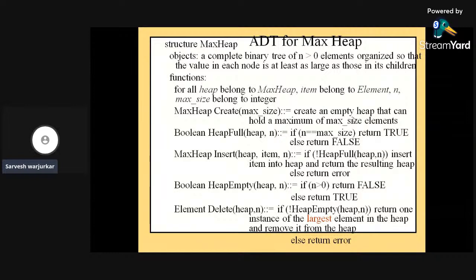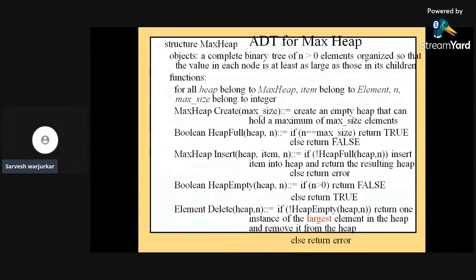The ADT, abstract data type, for maximum heap is simple. The structure for maximum heap objects is a complete binary tree of n greater than 0 elements organized so that the value in each node is at least as large as those in its children. For all heap belonging to maximum heap, and element belonging to element, maximum heap create(max size) creates an empty heap that can hold a maximum of max size elements.